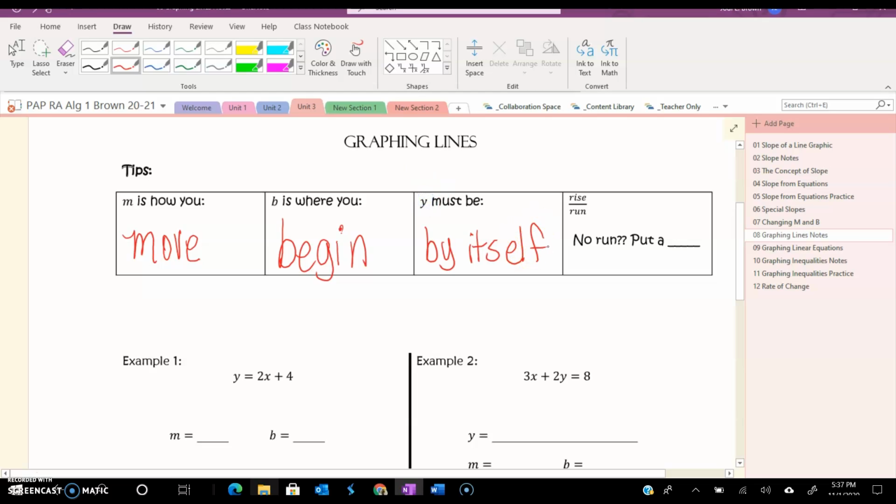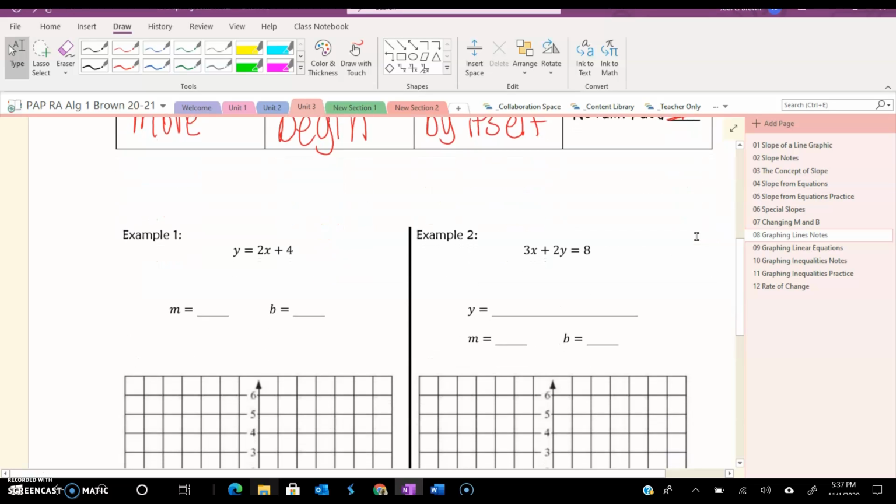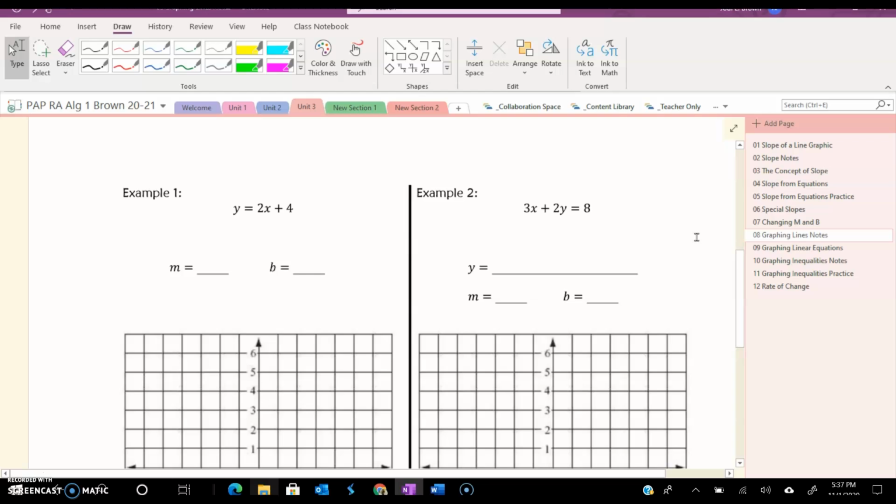A lot of times you have a slope that's just a number. And we know that slope is rise over run. So if it's just a 2 or a 3, that would be just a rise. If there's no run, put a 1. You'll see what I'm talking about in just a second. All right, so here's example 1.